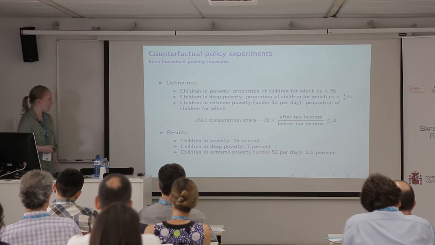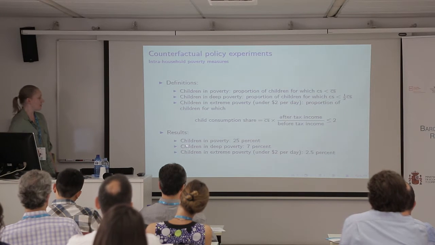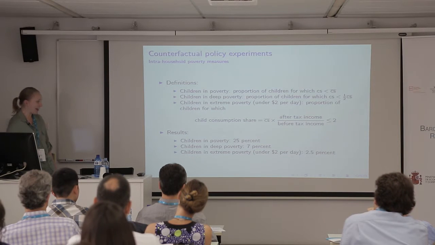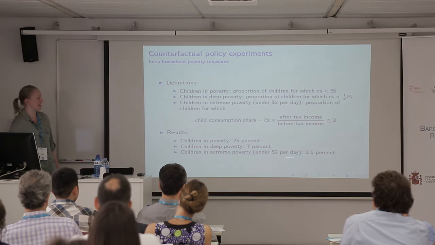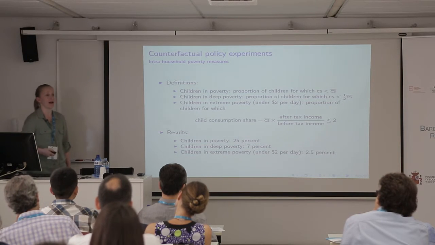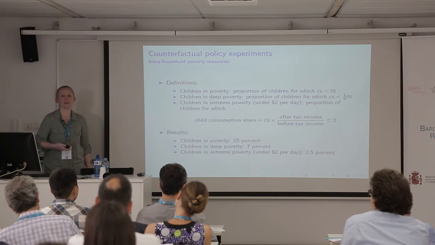And then finally, I find that the number of children in poverty is 25%. The number of children in deep poverty is 7%, and the number of children in extreme poverty is 2.5%. So this is actually a little higher than the amount of children thought to be in poverty in the US, which is about 20%.